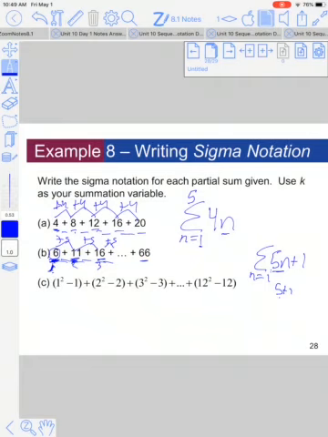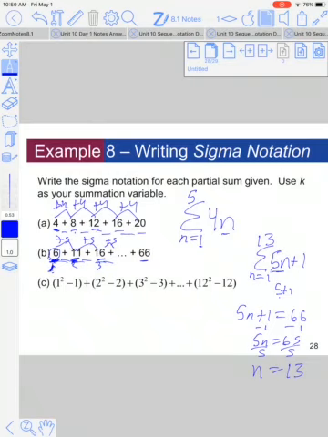Now, 66. What would I have to plug into n to get up to 66? In other words, you could do this: 5n plus 1 equals 66. Minus the 1, 5n equals 65. Divide by 5, and you get n equals 13. 5 goes into 6 once, 5 goes into 15 three times. So this is going to go up to the 13th term. n equals 1 up to 13 of 5n plus 1. You're done.